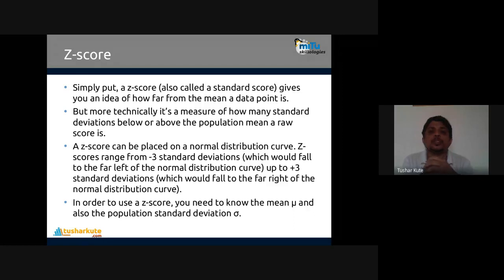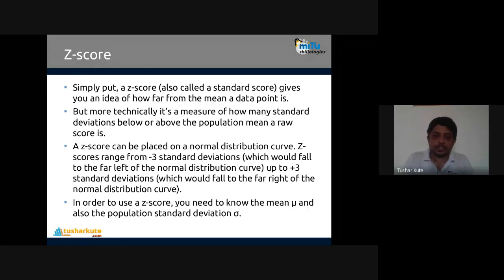So Z score is also called the standard score, which gives you an idea of how far a data point is from the mean. Technically, it's a measure of how many standard deviations below or above the population mean a raw score is. That's what the Z score will calculate. So it can be placed on a normally distributed curve.